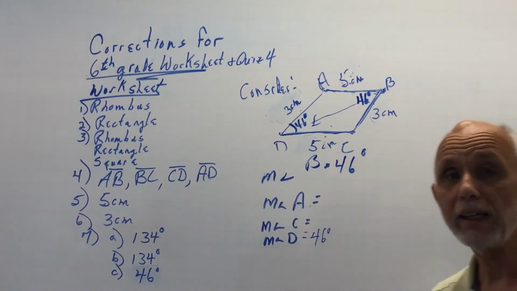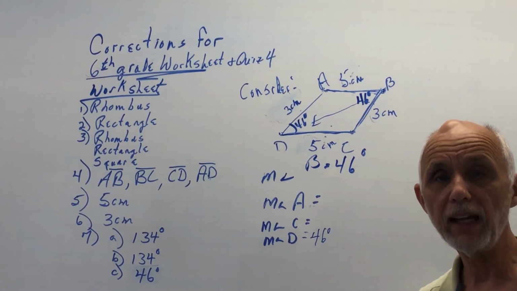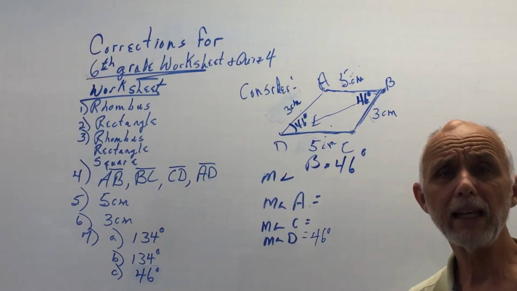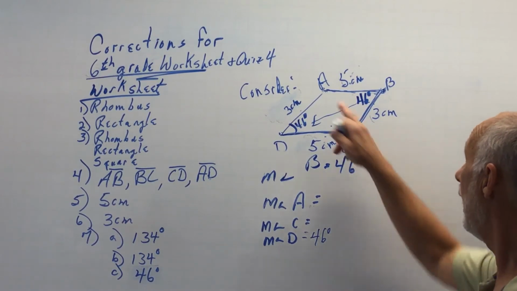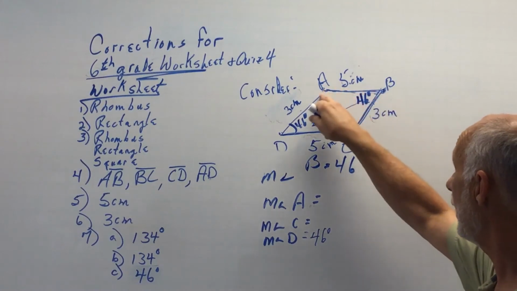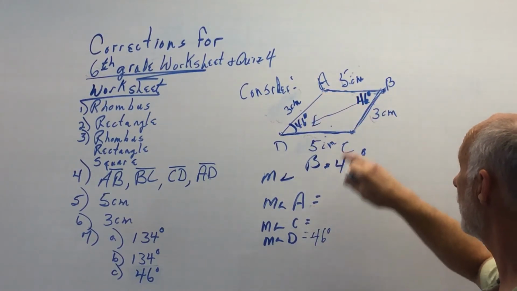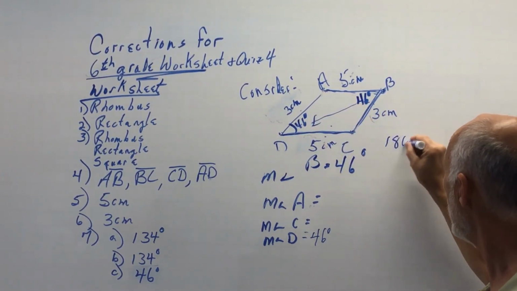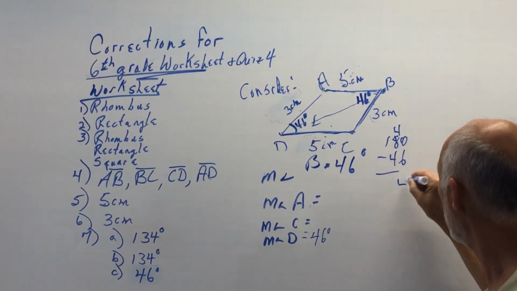Now, what are consecutive angles? Consecutive means one after the other. And consecutive angles are supplementary. What does that mean? It means they add up to 180 degrees. So if A and B are next to each other, and they are one after the other, consecutive, then they're supplementary. So if B is 46 and I want to find A, take 180 minus 46, and that'll tell you the one that you're looking for.